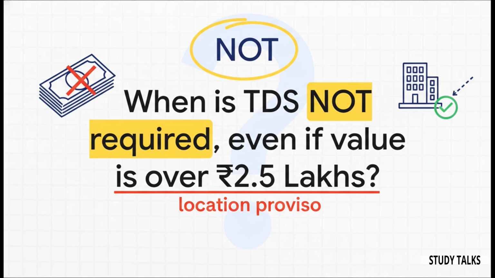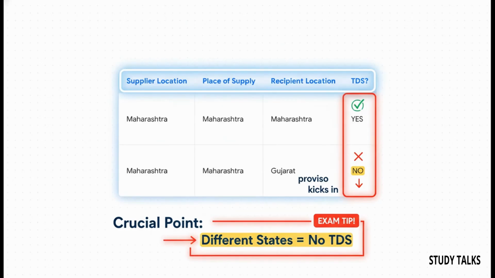There's a scenario where even if the contract is for, say, 10 lakh rupees, TDS is still not required. This brings us to the very tricky location proviso. Okay, this slide is crucial because ICAI loves to twist this rule. Look at the first row: supplier, place of supply, recipient. Everyone's in Maharashtra. TDS applies.